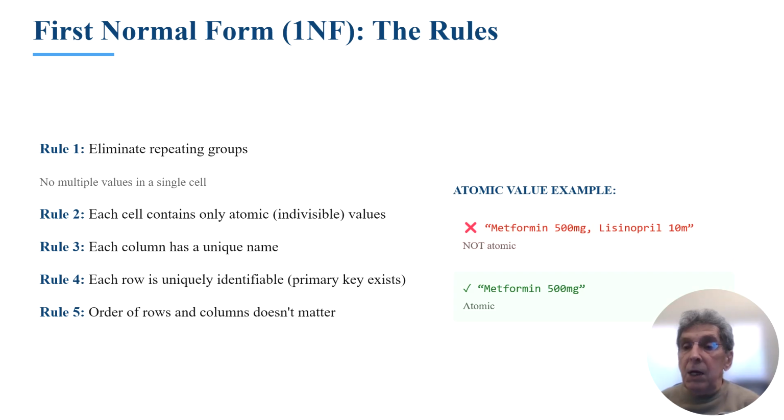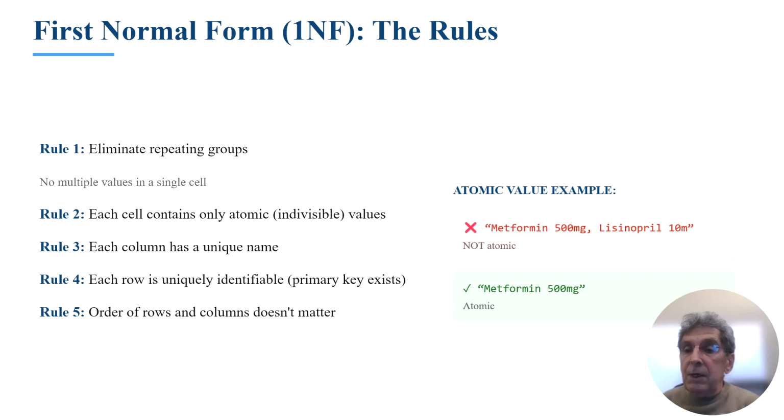And rule 3, each column has a unique name. You can't have 2 columns both called phone. This seems obvious, but it comes up when people add phone 2 and forget to rename the original. Rule 4, each row is uniquely identifiable. There must be a primary key, one or more columns that uniquely distinguish every row.